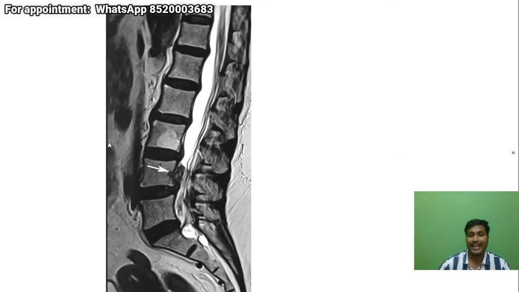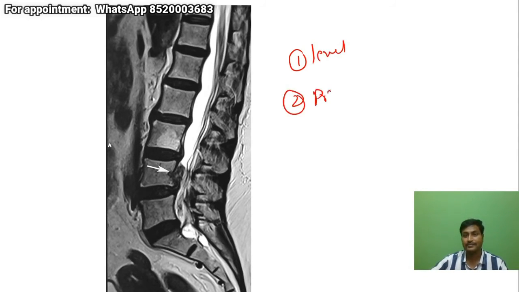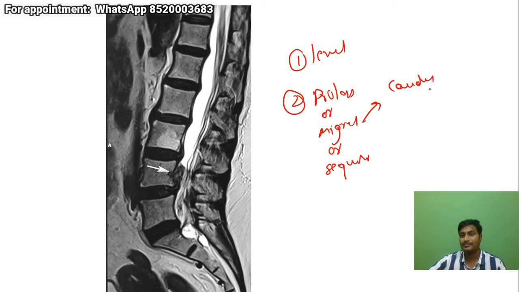Right. Again, level, I want prolapse or migration or sequestered. So L4, L5 migrated. Caudally migrated or cranial migrated? Caudal or cranial? L4, L5 migrated, and it's cranial migration because it has gone up. And you can see the continuity, so it's not sequestered.